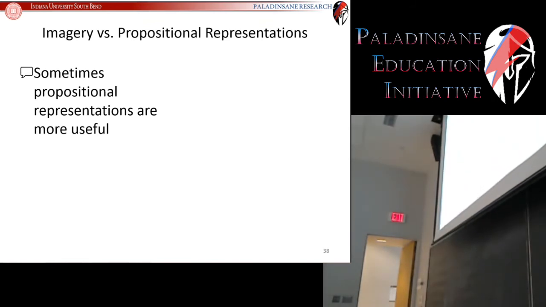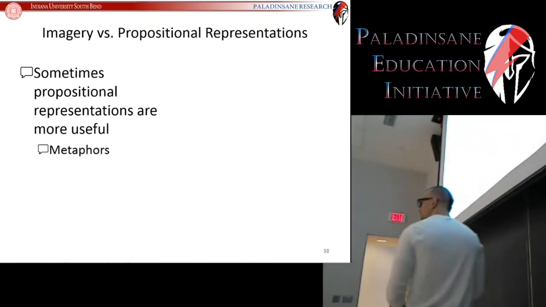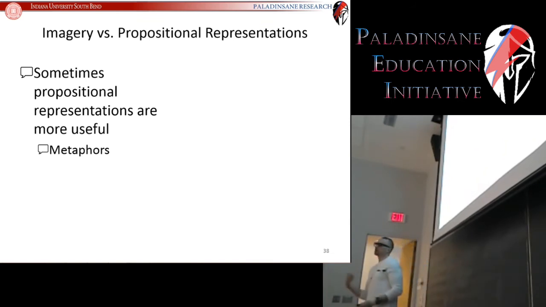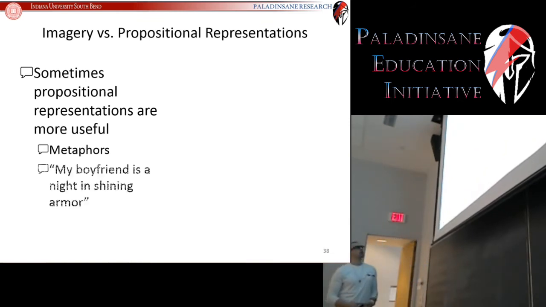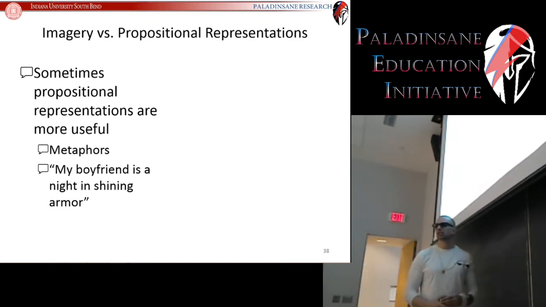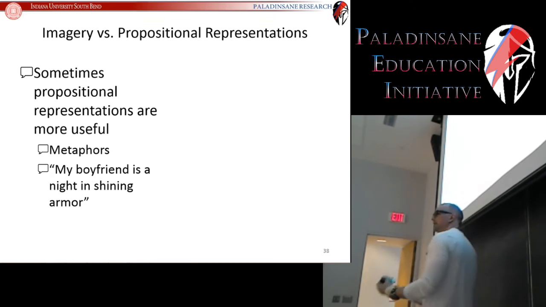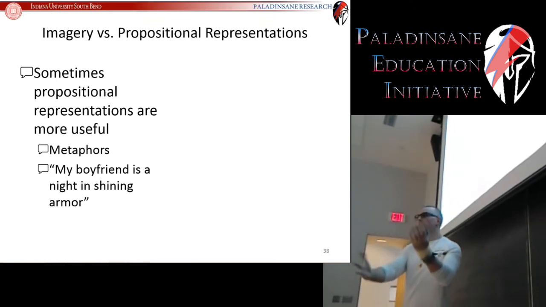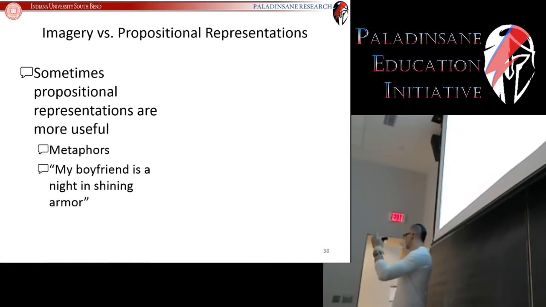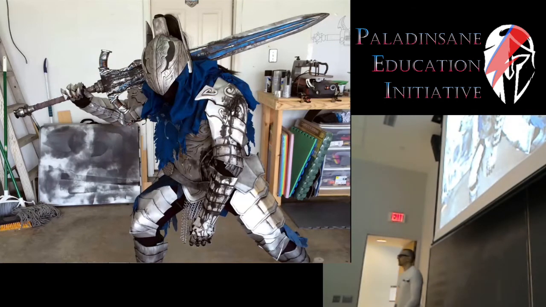One of the ones where they're more useful, and this is one of the ones that I study, is metaphors. Propositional representations are usually a lot clearer in terms of metaphors. So if you say something like, oh, my boyfriend is a knight in shining armor, right? People know what that means. They know that your boyfriend is very heroic, he's very courteous, he's nice, he's honorable. They know what knight in shining armor means. But try to convey this in a picture, right? It doesn't really work. If somebody asks you, oh, do you have a picture of your boyfriend? And you say, oh yeah, here you go. They won't look at that and say, wow, he really seems like a nice guy.